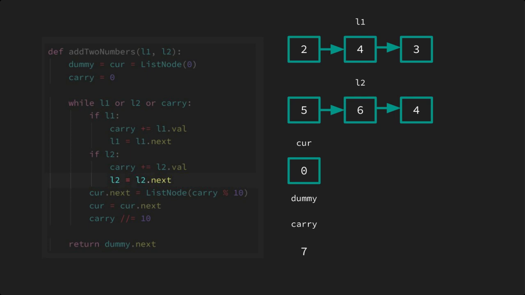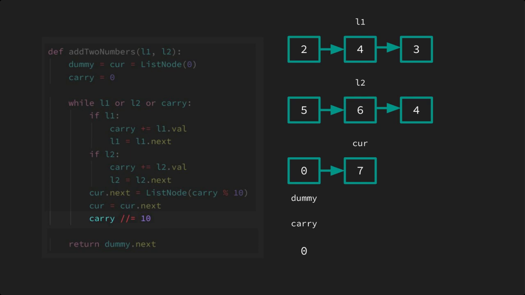Now that we've added up the ones place into the carry, we create the next node in the answer list to store its value, and reassign current to be at the end of the list. Note that dummy stays the same so we can keep track of the first node in the list. This is also known as the list's head. Then we reset carry by floor dividing it by 10. That means if the value is greater than 10, we'll keep what's left over for the next digit.